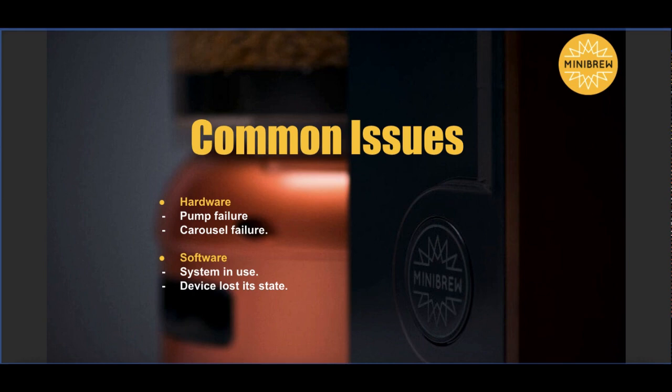Then the common issues. I have segmented those in the hardware and software departments. The hardware, the most important ones are the pump failure and the carousel failure. With the pump, you often see that during the boiling or even during the rinsing, you can have dry runs where the pump simply has stopped working. This can have a multitude of reasons, but once this happens, usually there's nothing you can do from your side, and that's why that red triangle pops up and you should contact us.